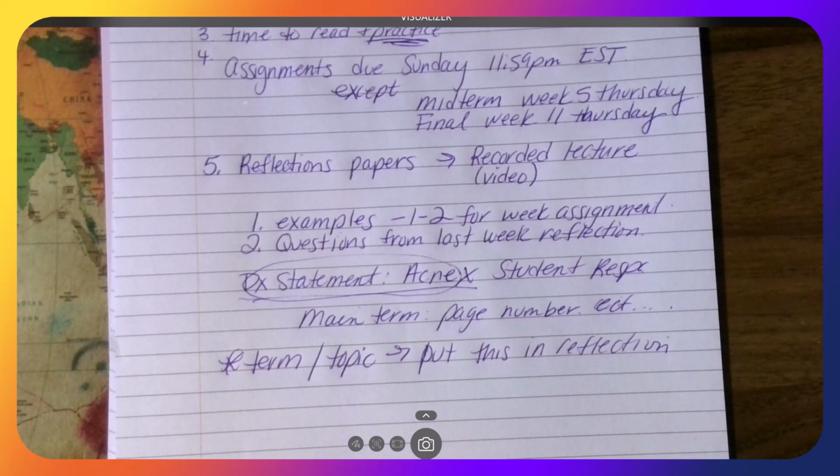Now, I will also go over commonly missed ones. All of this is really coding based on medical record documentation. So if there's an example that is missed, like everyone misses it, then I will go over that in the reflection lecture as well.